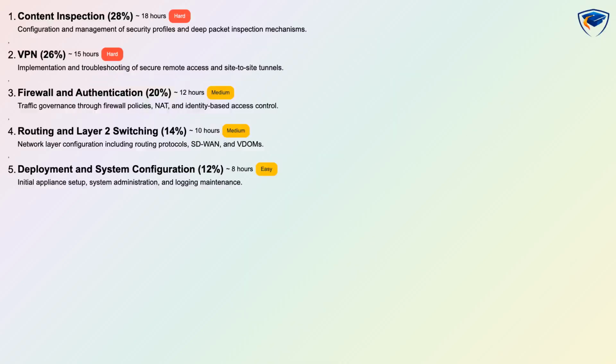Overview first. The exam is divided into 5 main domains with exact weights you must know, and a 6th domain for deployment and system tasks. Content inspection is 28%, VPN is 26%, Firewall and authentication is 20%, routing and layer 2 switching is 14%, and deployment and system configuration is 12%. Each domain lists focus areas, difficulty, estimated learning time, and assessment types to guide your study plan.